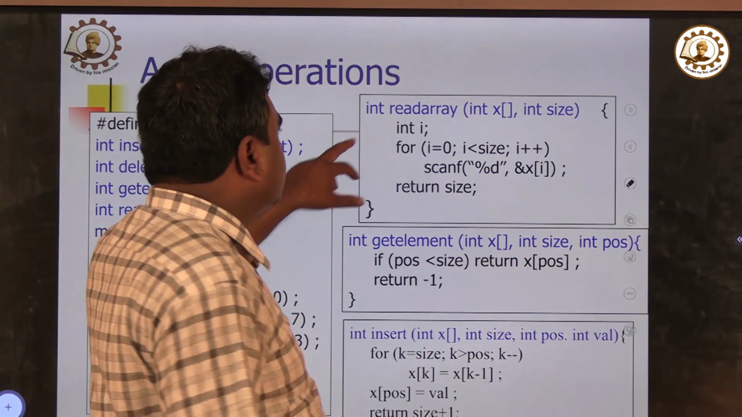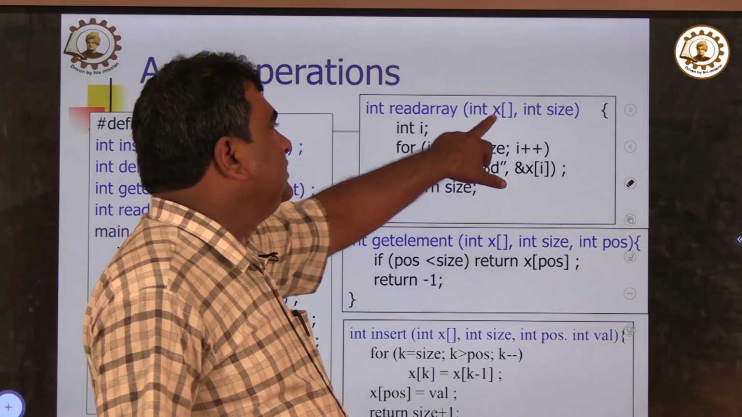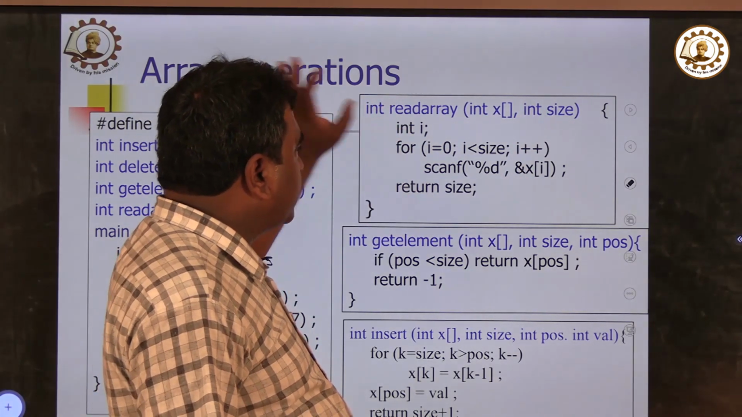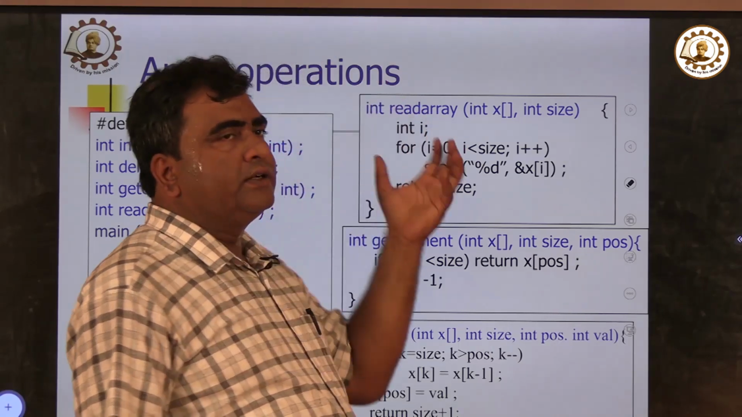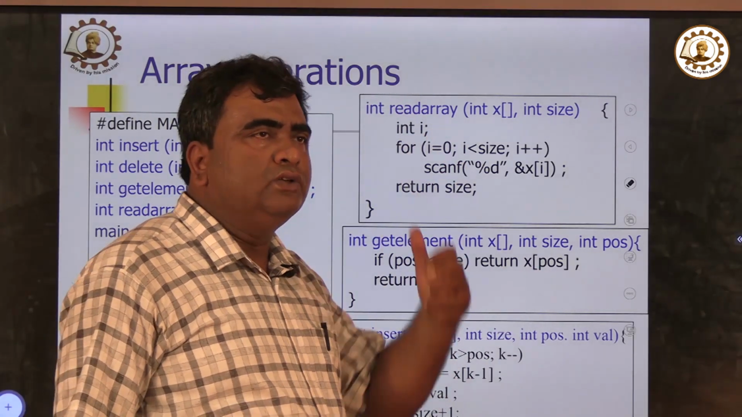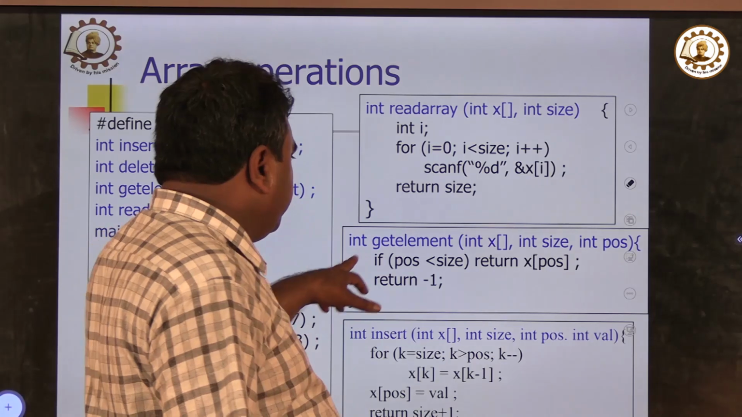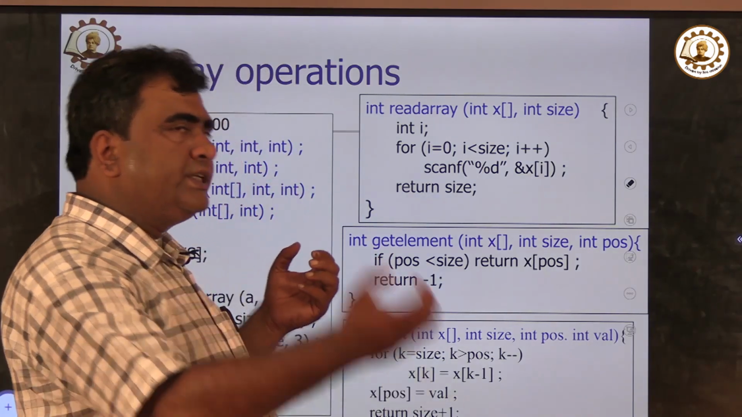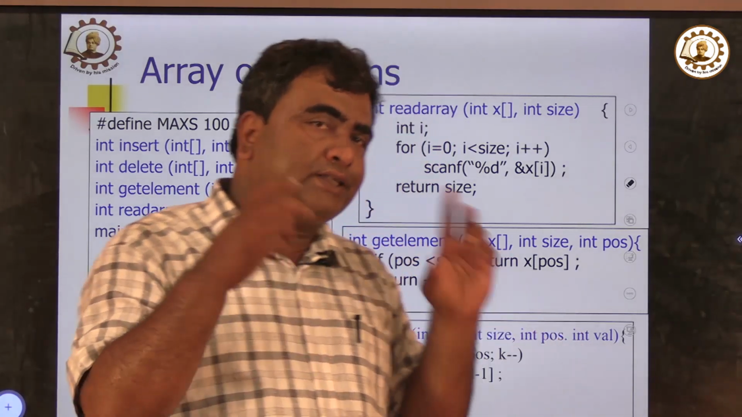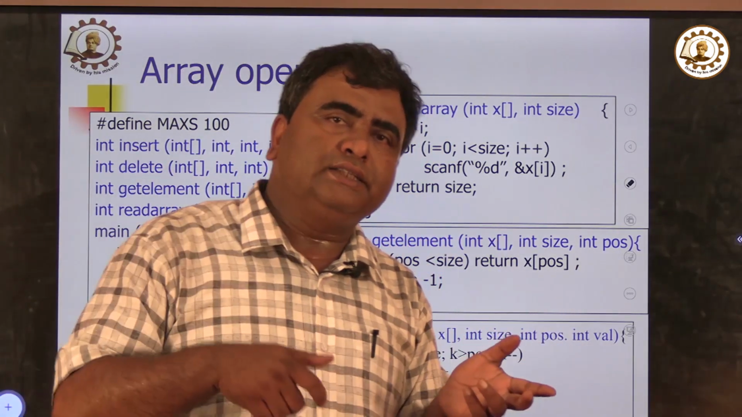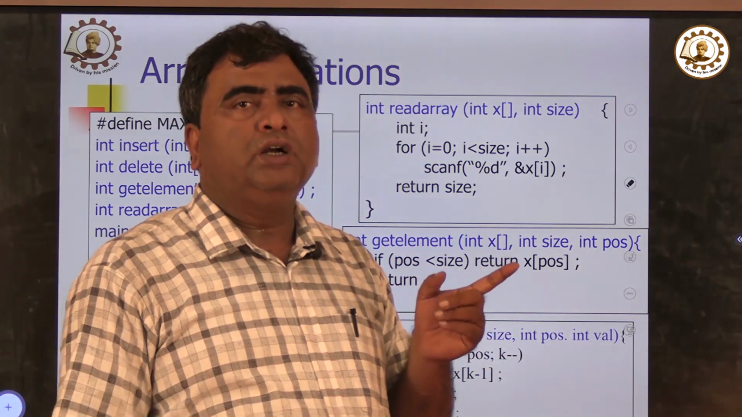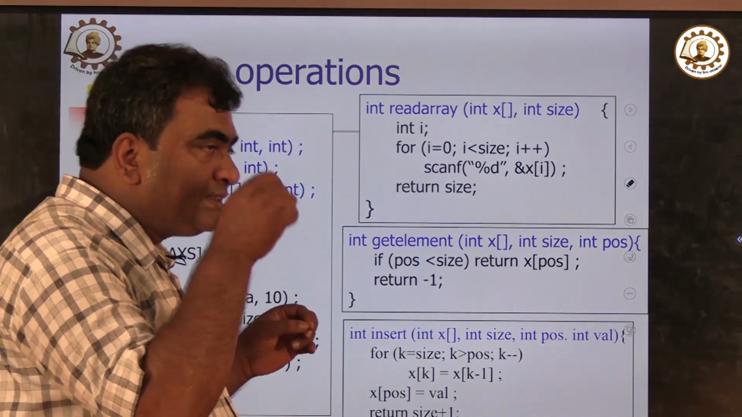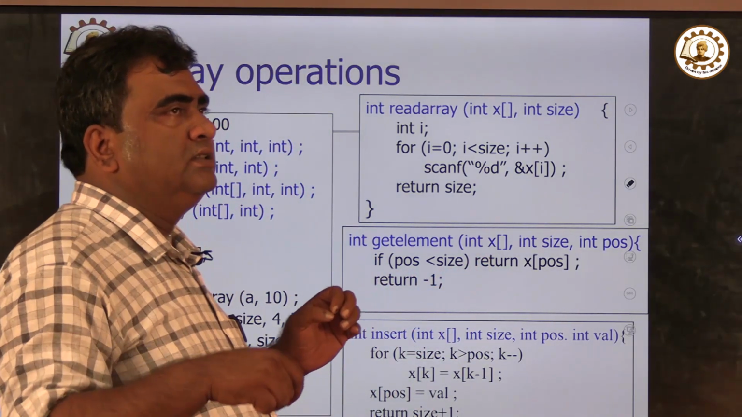Another function we have used is int read array(int x[], int size), with int i for this one. What is it doing? It is reading, meaning receiving the values for the array. Get element is used if we want to retrieve things from the array. The first function is used to insert values, the second to retrieve a value, and the third for insertion at a position.